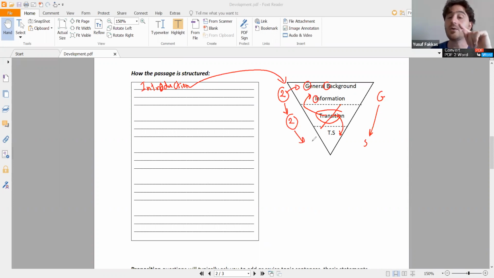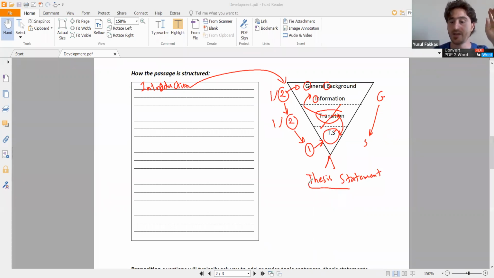Now, the main idea of the whole essay, the main idea of the whole passage, is usually the last sentence in the introductory paragraph, okay? And of course, it should be 1 sentence. So I can start with 1 or 2 sentences about general information. I can have 1 or 2 sentences for transition, but of course, my main idea, which is the main thing in the whole passage, should be the last sentence of the introduction. As you can see here, we are writing TS, which stands for thesis statement. Okay, so what is thesis statement?